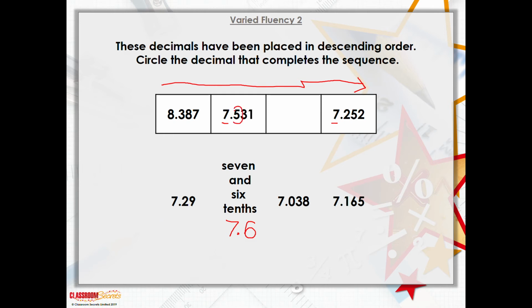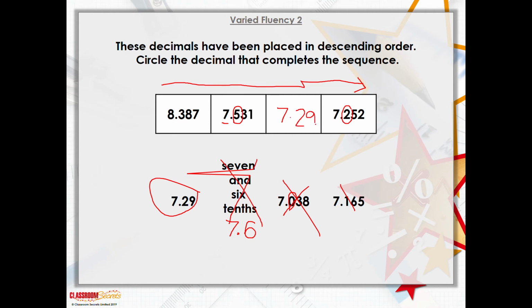But let's have a look at the tenths. I've got 7.5 and I've got 7.2. So I need something in here that is 7 point, and then I need a tenth that is in between 2 and 5. So could I have 7 and 6 tenths? No. Can't have that one. Could I have 7.038 if I'm going down from highest to lowest? 7.5, 7.0, 7.2. Nope. Could I have 7.165? So I'll go 7.5, 7.1, 7.2. No. So that must mean that 7.29 is my correct answer.